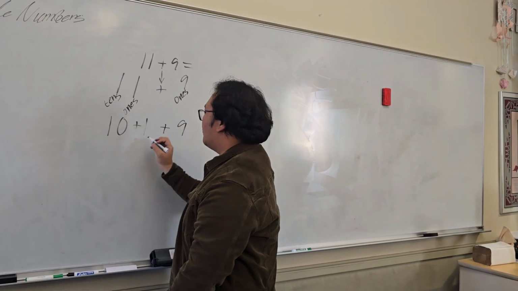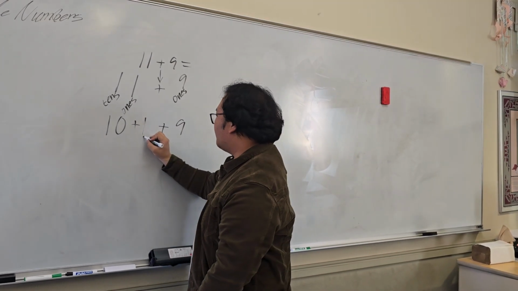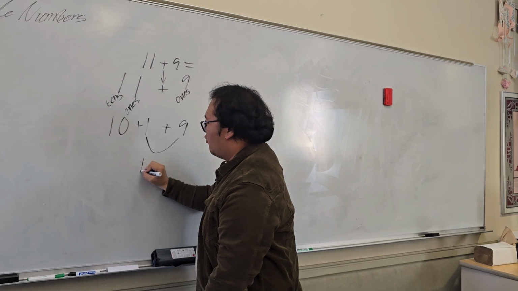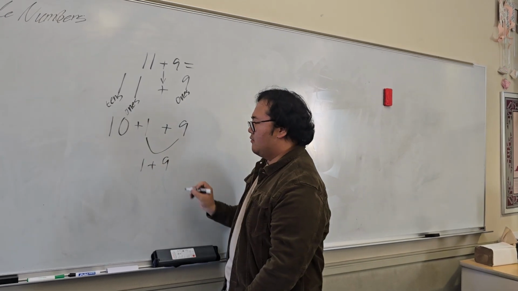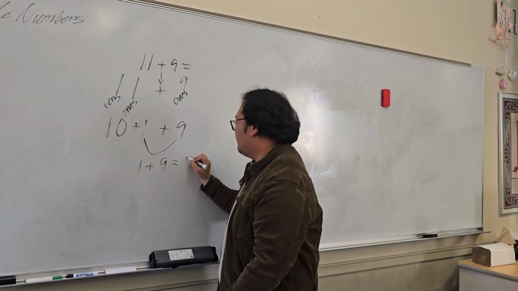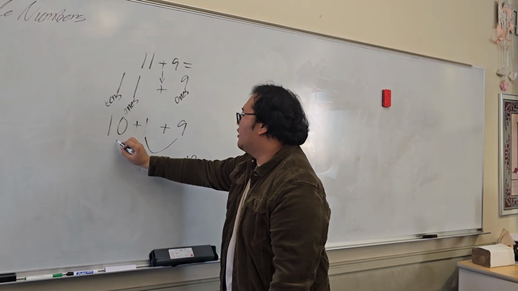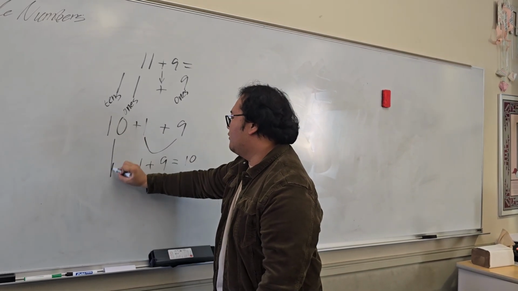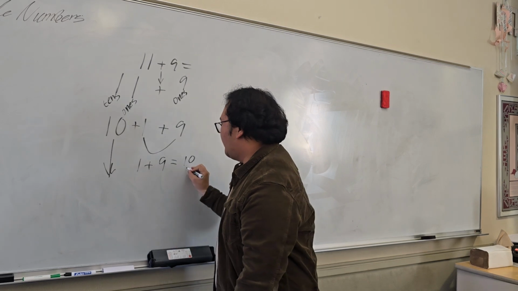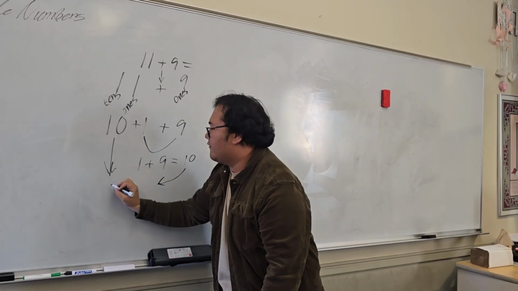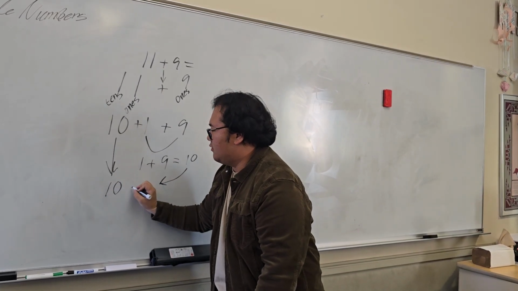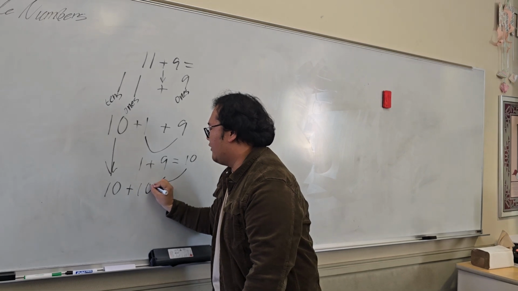Alright? We're going to bring the smaller numbers together first. So we're going to have 1 plus 9, we get 10. And then make sure you don't forget about this 10 over here. We're going to bring this down, and this closer to right here. We're going to have 10 plus 10.